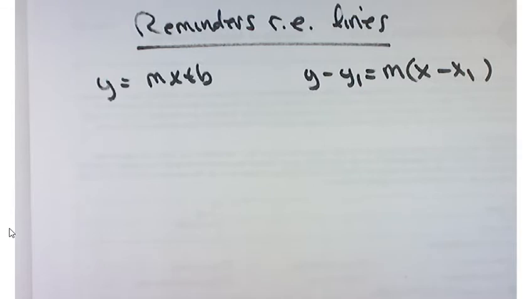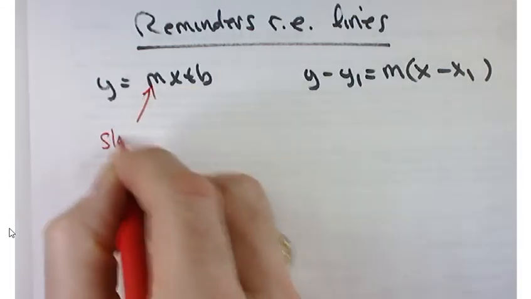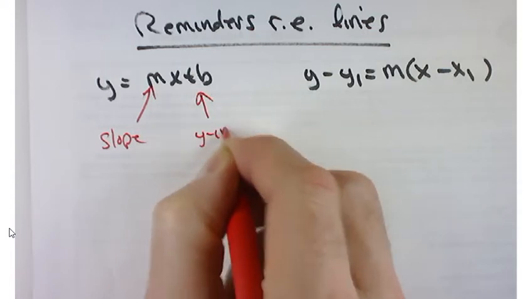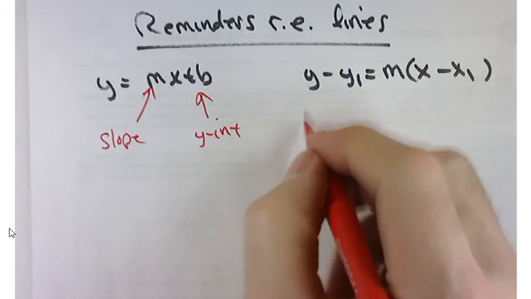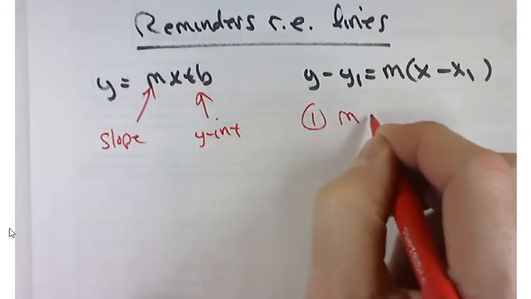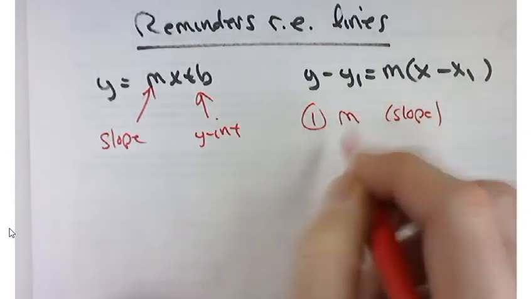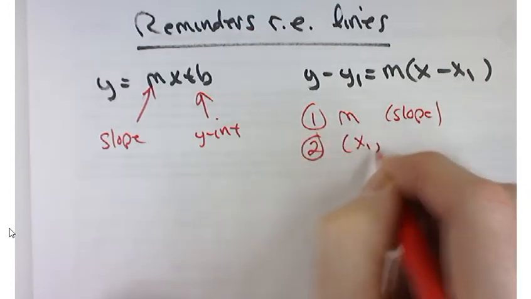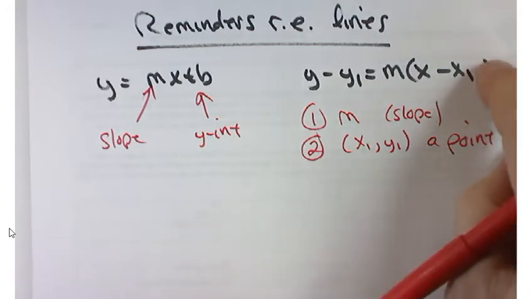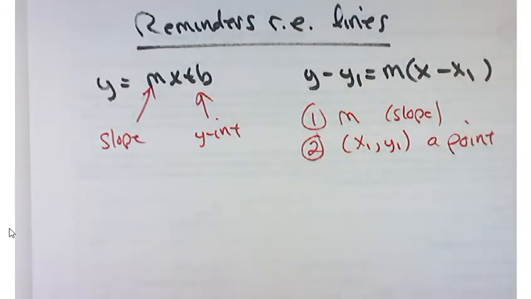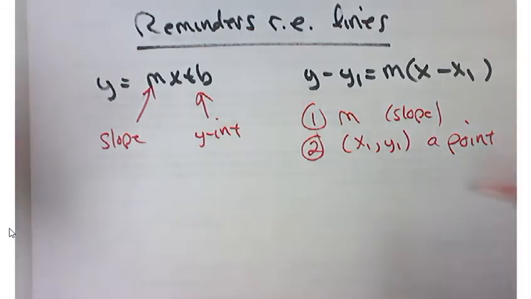So this one, if you have the slope and the y-intercept, then hey, you've got the equation of a line. Here, you need two things. You need the slope, and then x1, y1 is a point on your line. And if you have these two things, you can come up with the equation of a line. Quite often in this course, we're going to be looking for the equation of a tangent line. So these things are handy to have around.